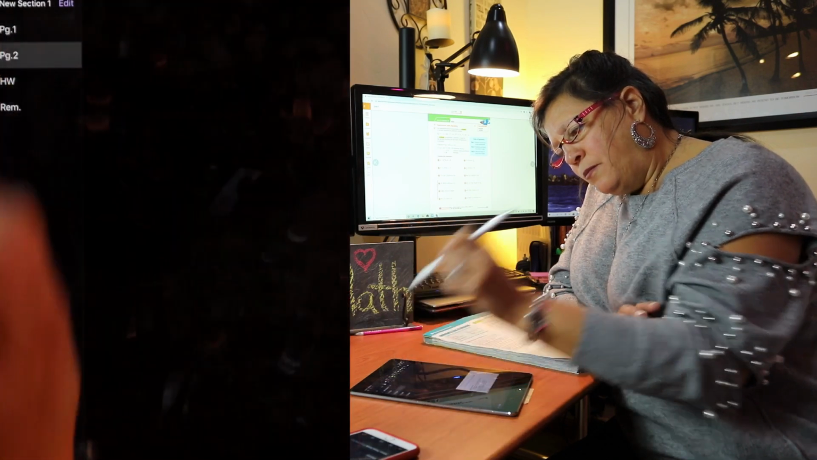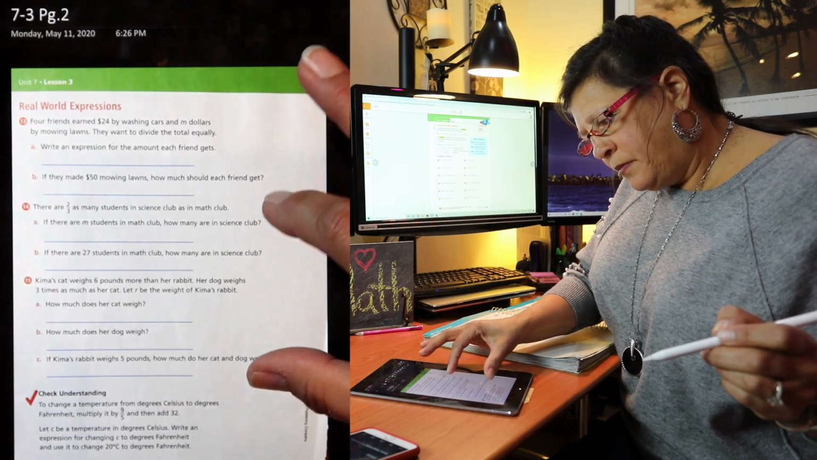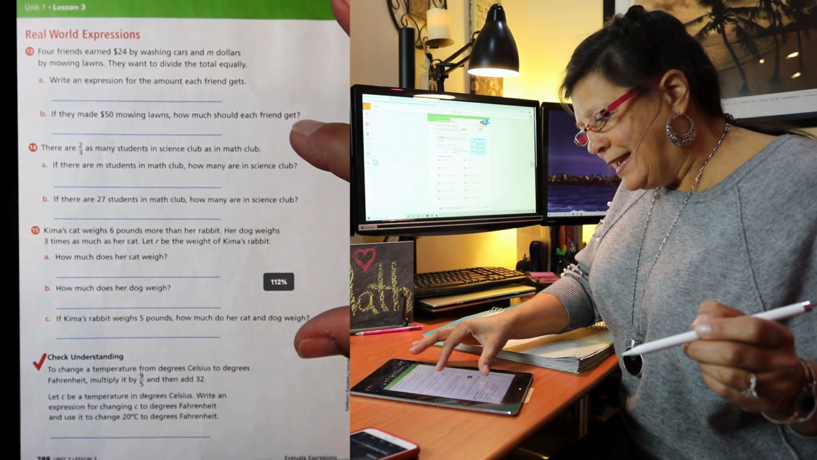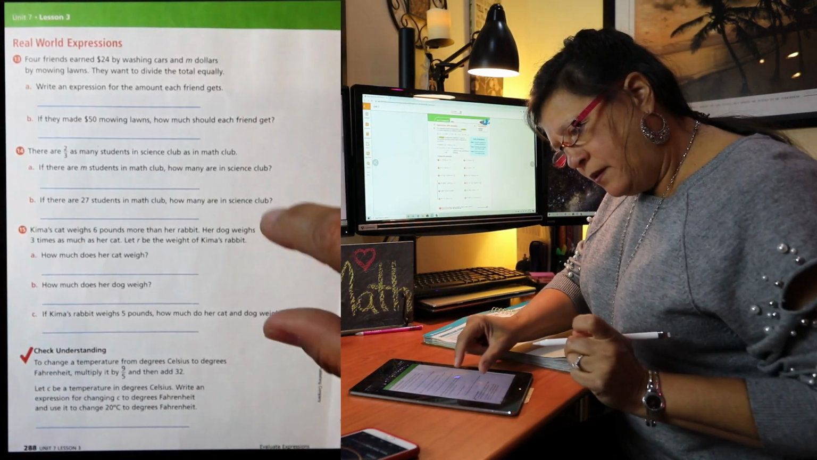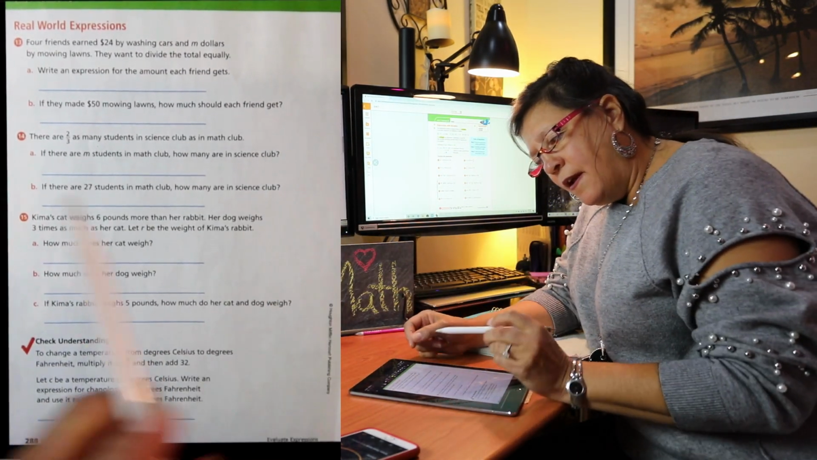Okay, moving on to page 2, or the second page, I should say. For you, it's page 288. Alrighty, page 288, number 13.